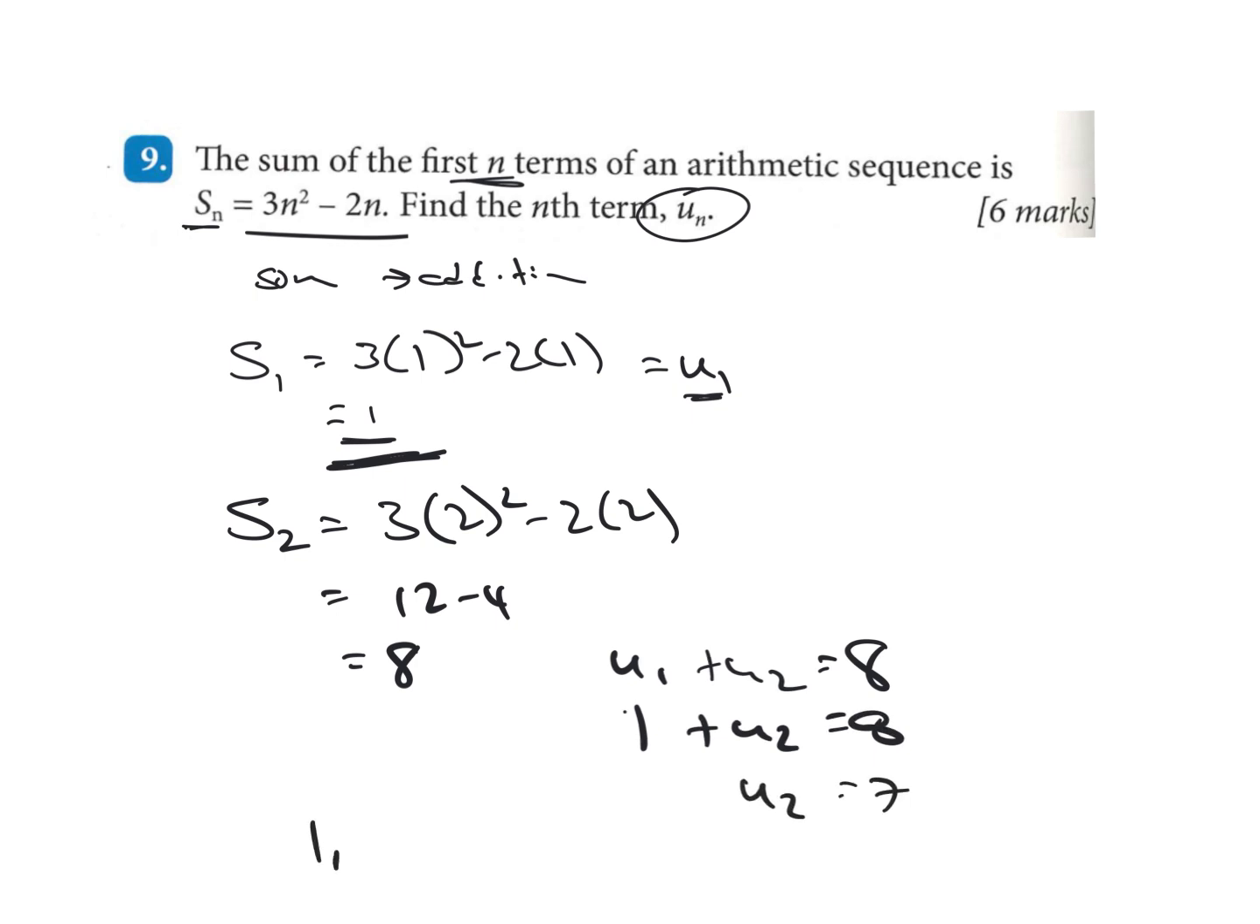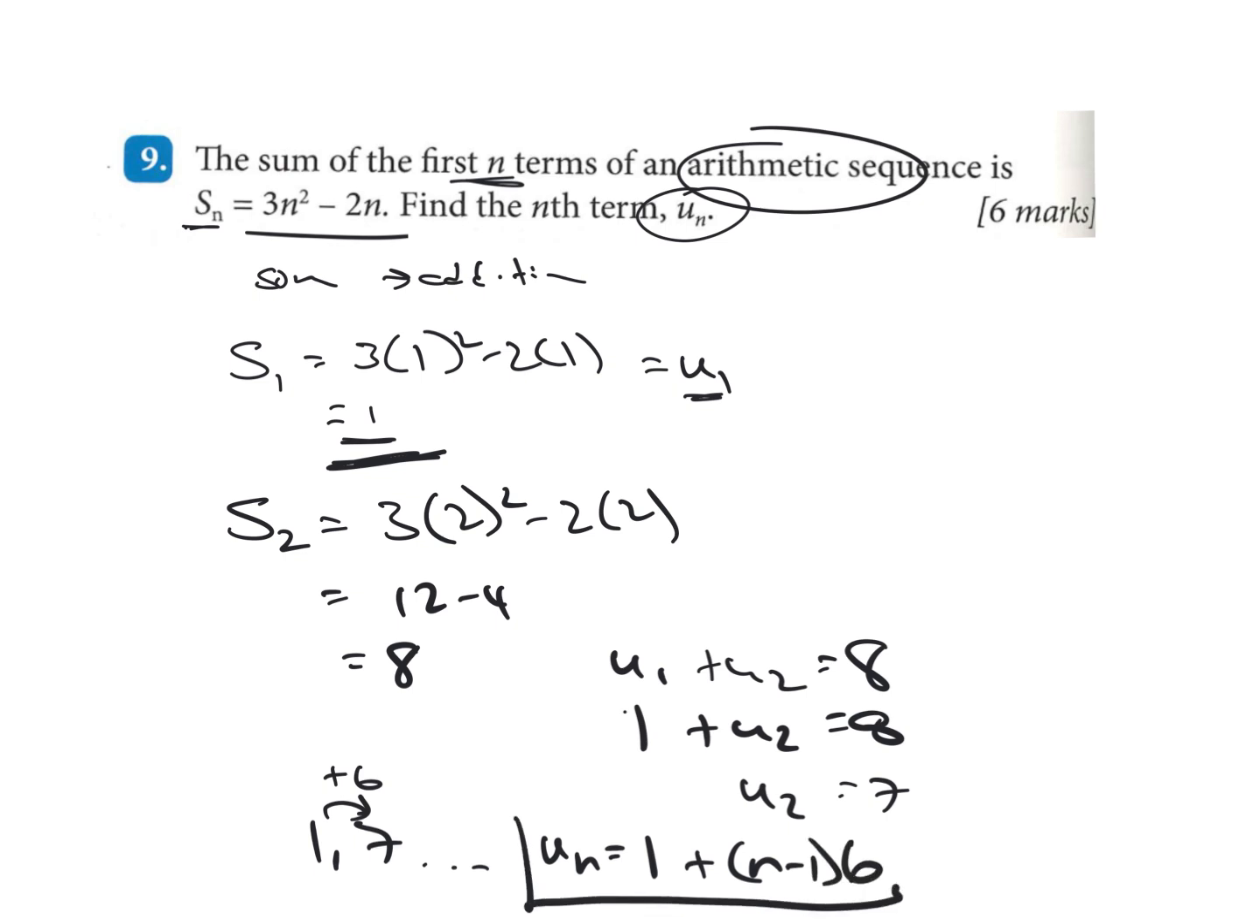So now I have 1, 7, and so on. I'm told that it is arithmetic, so that means the difference is plus 6. So un is equal to the first term plus n minus 1 times the difference. This is un.